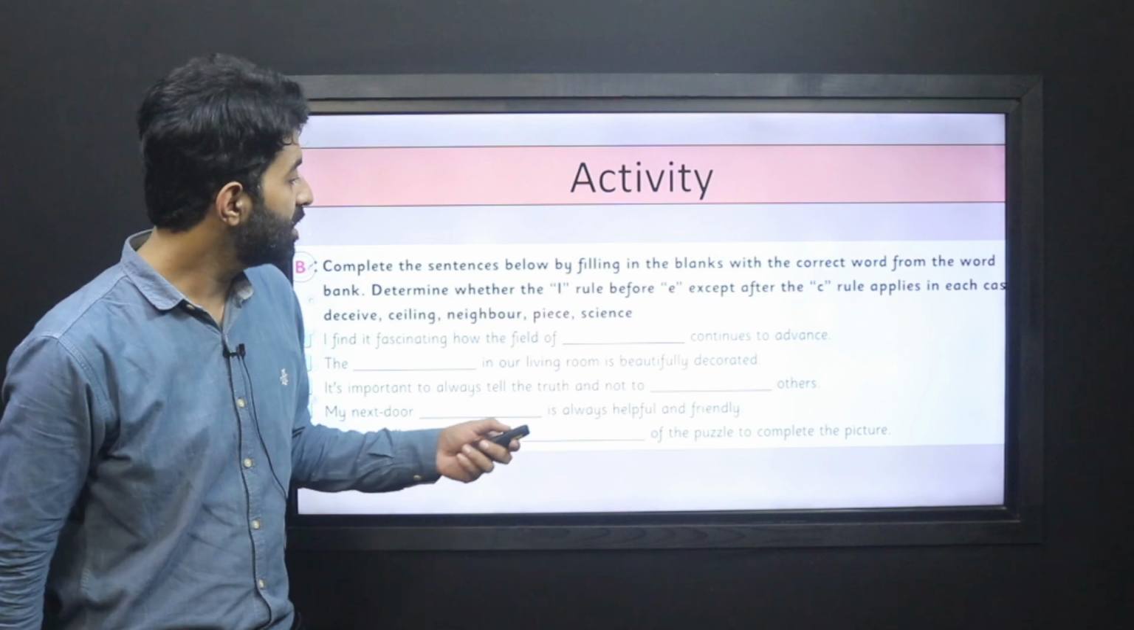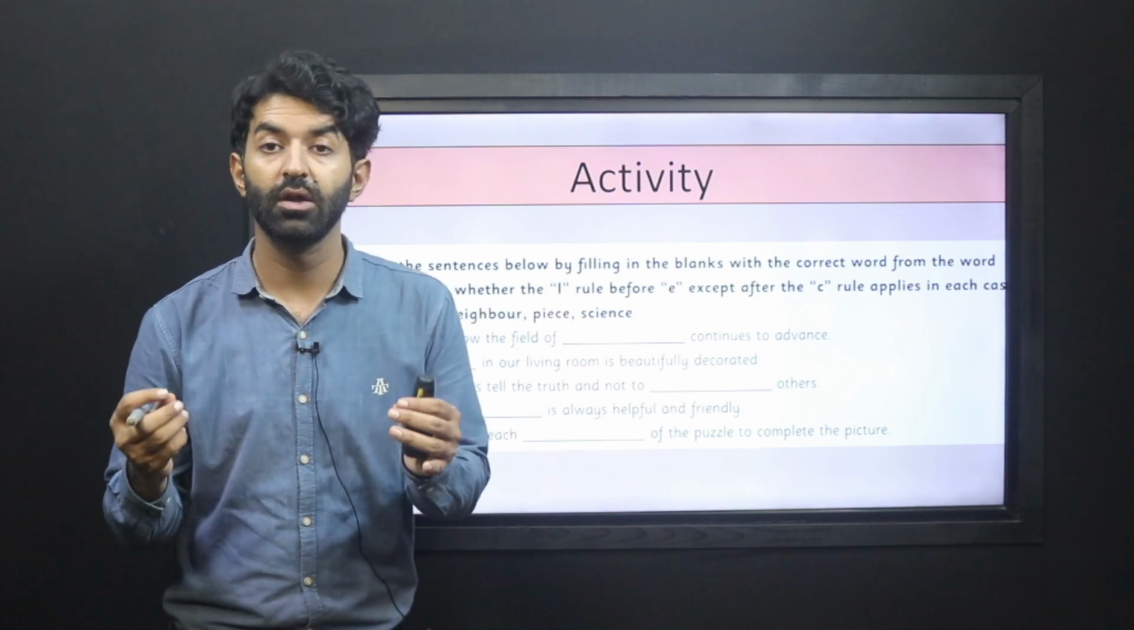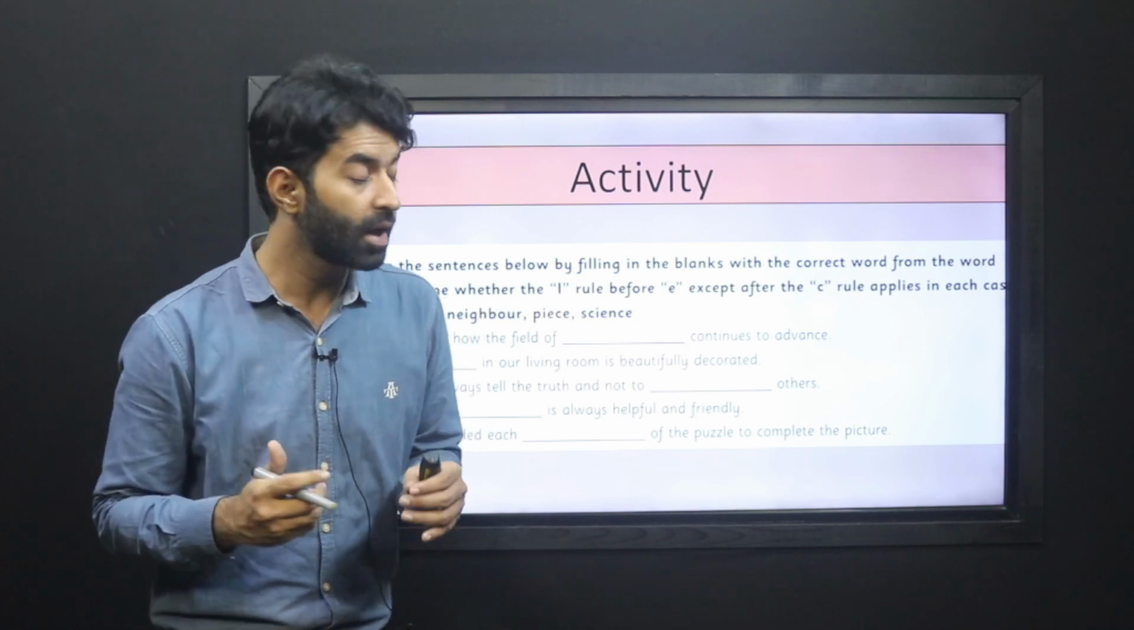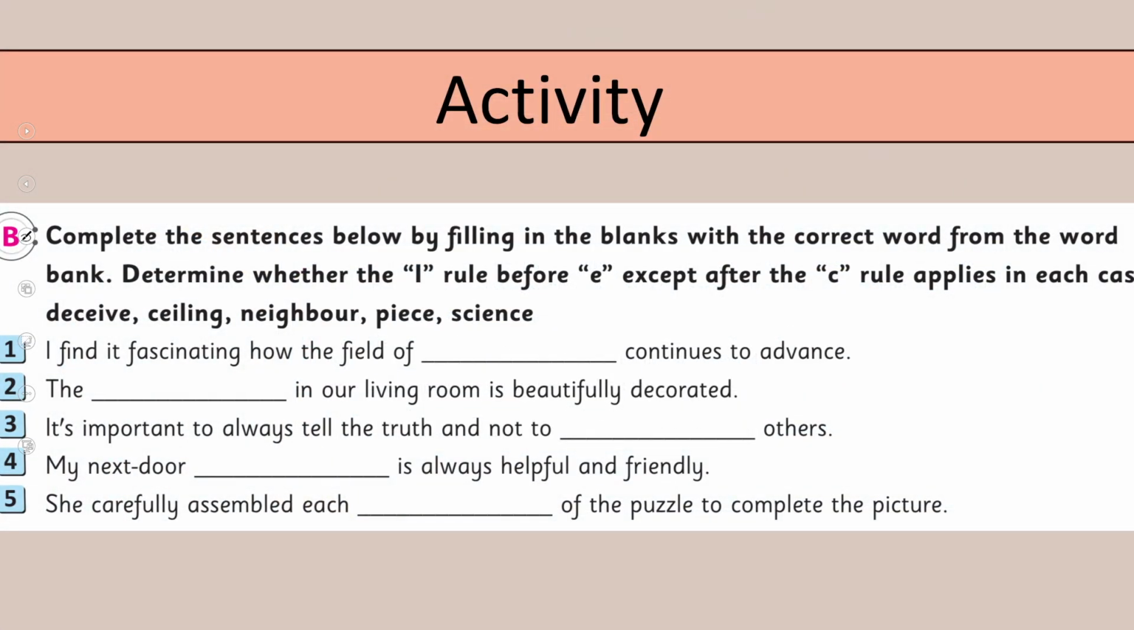Now, here is an activity that you want to do in order to practice your spelling rule. Let's see. Here are all the words that you can use: deceive, ceiling, neighbor, peace, and science. I find it fascinating how the field of science continues to advance. Now, is this word science following the basic rule?